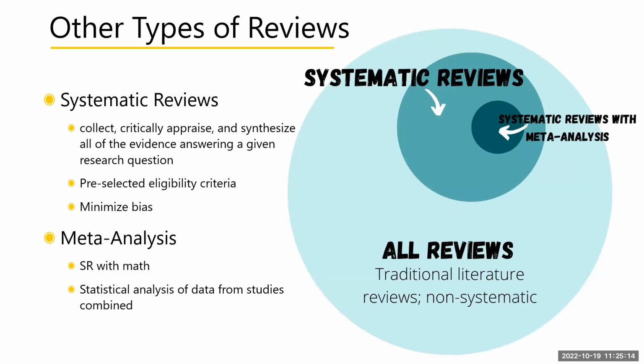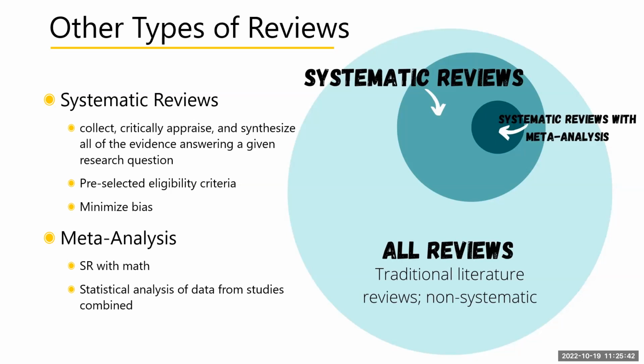Part of the systematic review process requires pre-selected eligibility criteria, along with reproducible and reported search strategies, a list of databases searched, and a lot of additional steps aimed at removing as much bias as possible. A meta-analysis, that is the smallest blue circle here, is really a systematic review with math thrown in.